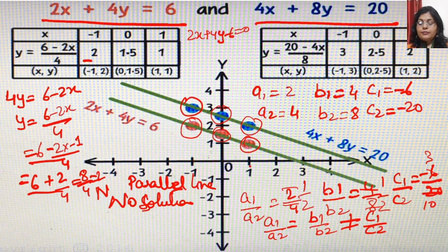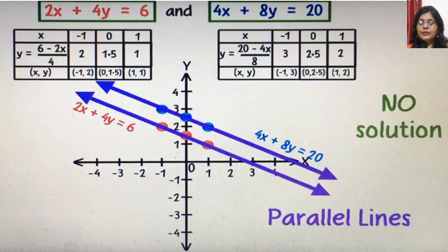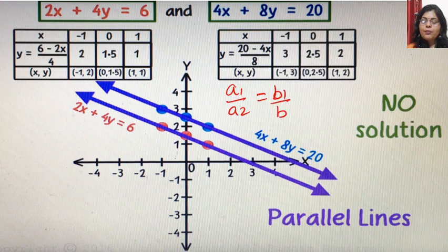Now the next thing, I have made it very clear to you all. No solution, parallel lines. This is what you can conclude from here, when the condition is a1 upon a2 is equal to b1 upon b2 is not equal to c1 upon c2. These are the things which you should always keep in mind.